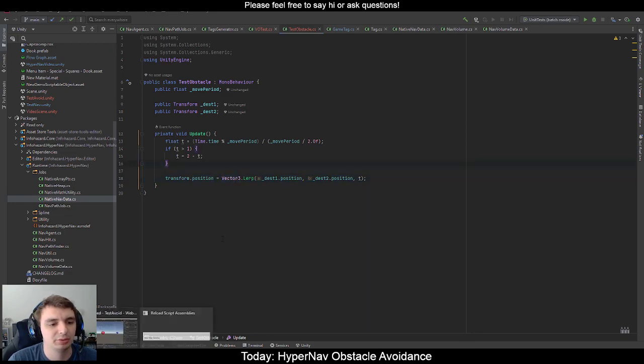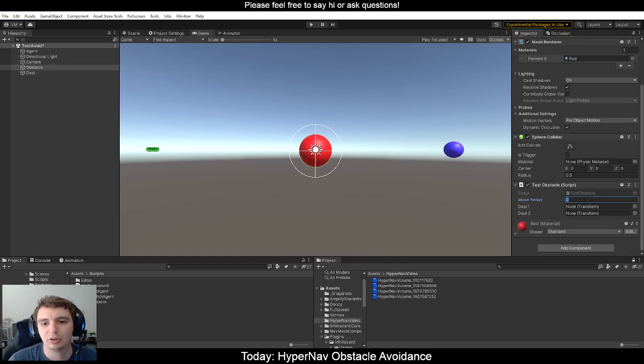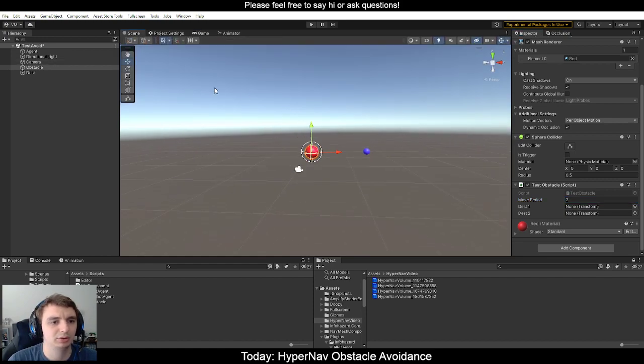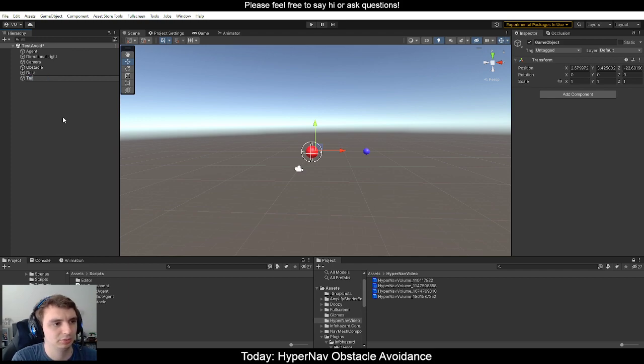All right. So let's say make the move period 2, then make the 2 targets. So move point 1, we will reset that, pull it up here, move the other one down here. Oops, obstacle.